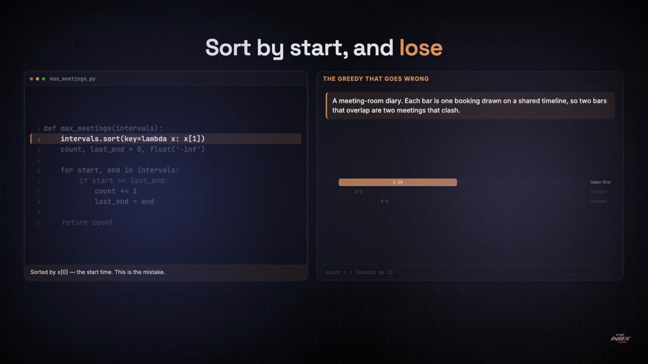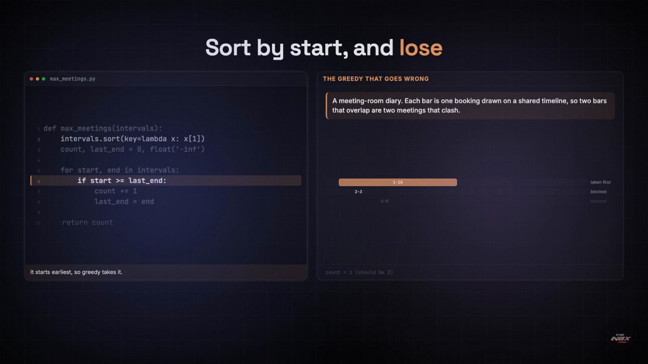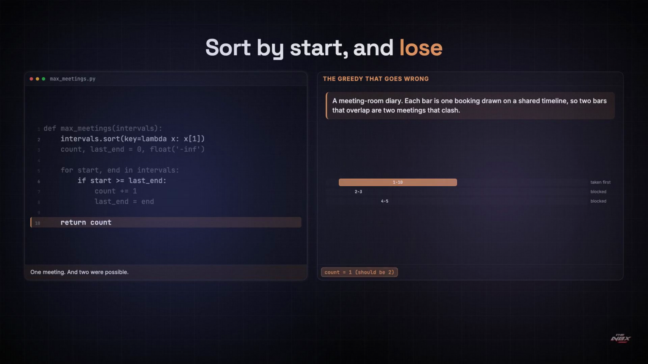The earliest booking is 1 to 10, so greedy takes it and counts it. It began first, and taking it felt obviously right. But it runs all the way until 10, so 2 to 3 is gone and 4 to 5 is gone with it. We return 1 meeting attended.